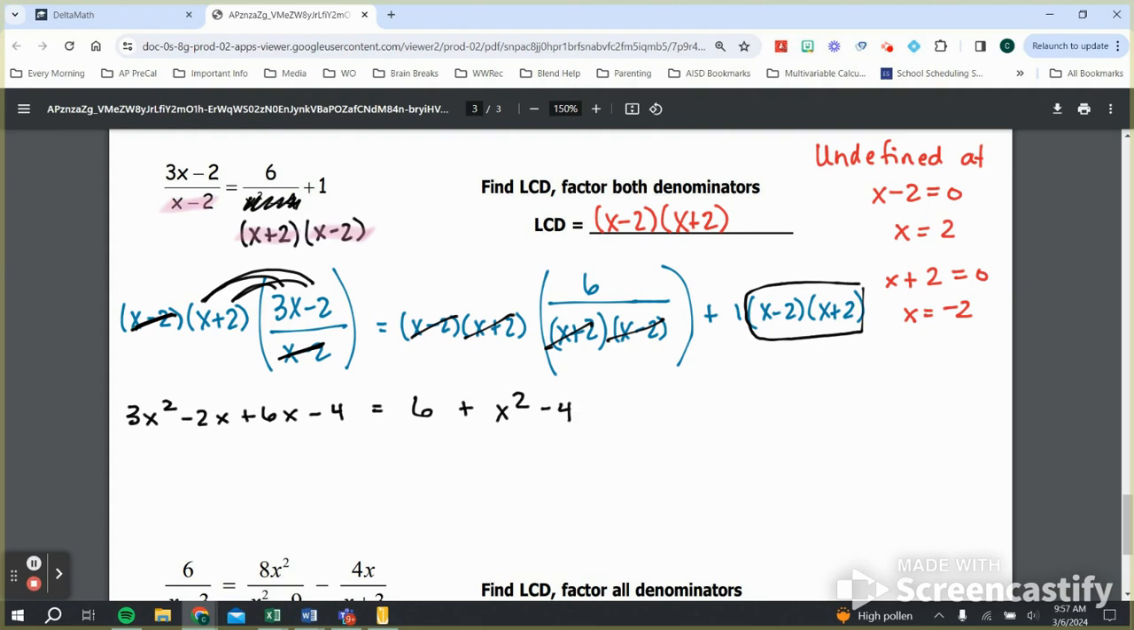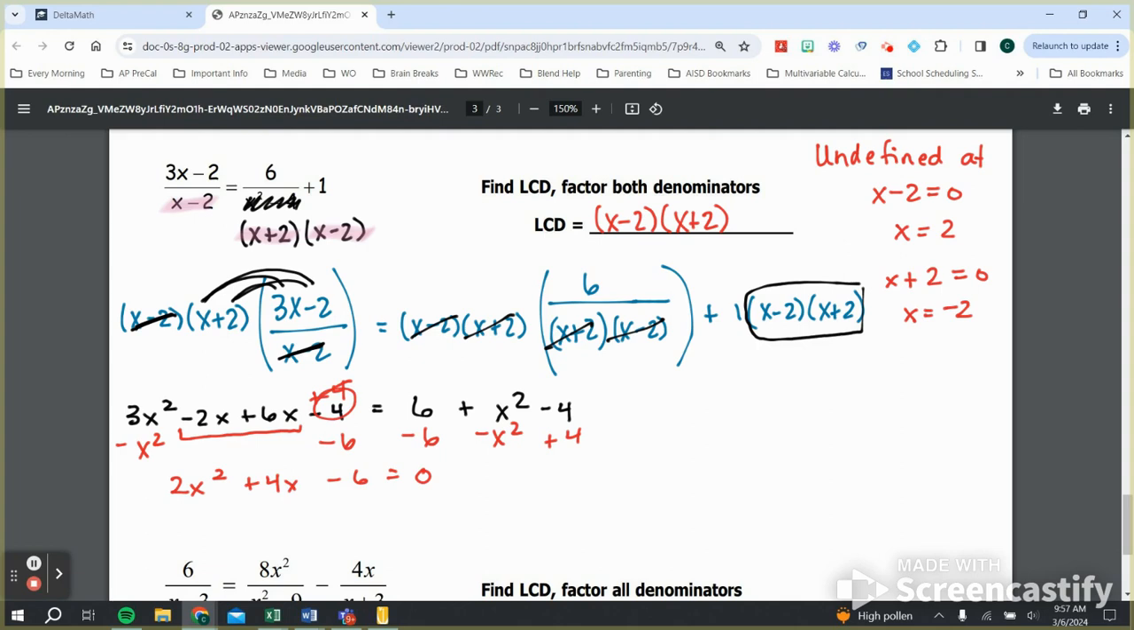So now we're going to move everything over to the left. So I'm going to subtract the x squared. I'm going to subtract the 6. And I'm going to add that 4. Put it right here on top. So it's going to give me 0 on this side. Here I'm going to have 2x squared. Negative 2x plus 6x is 4x. And here the 4's are going to cancel. I'm left with just negative 6.